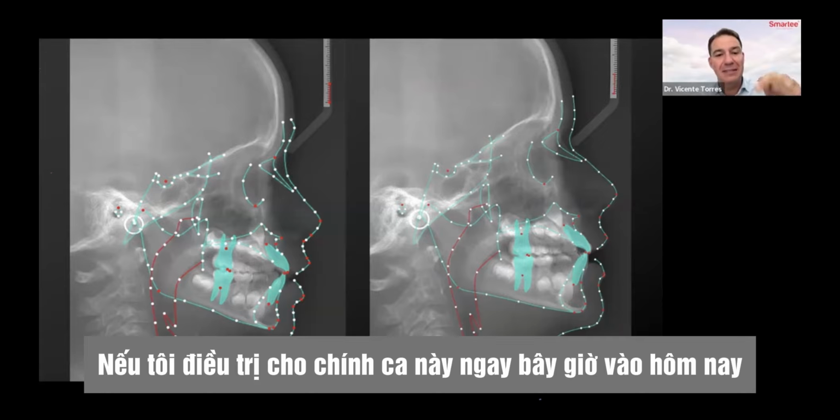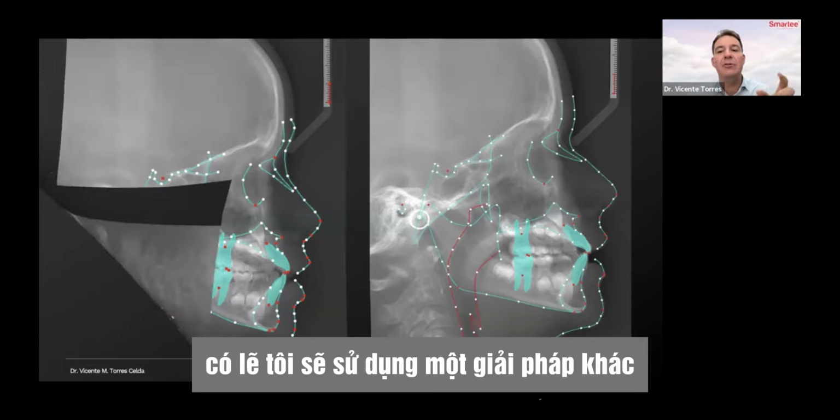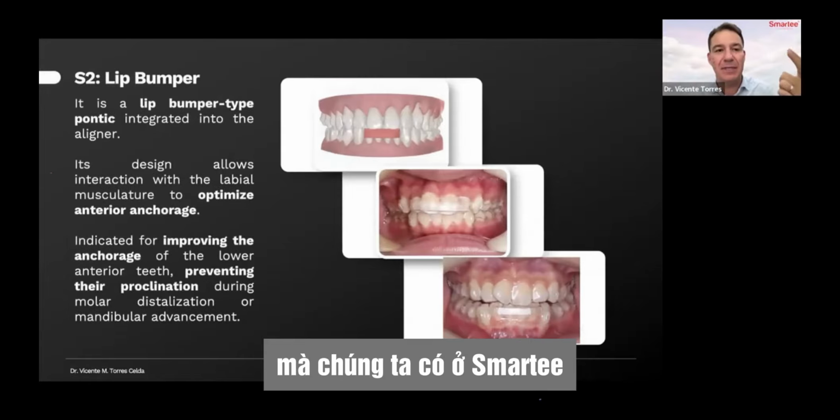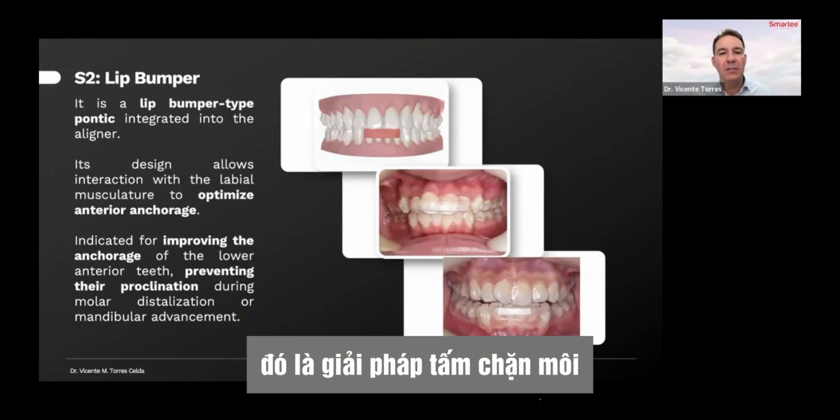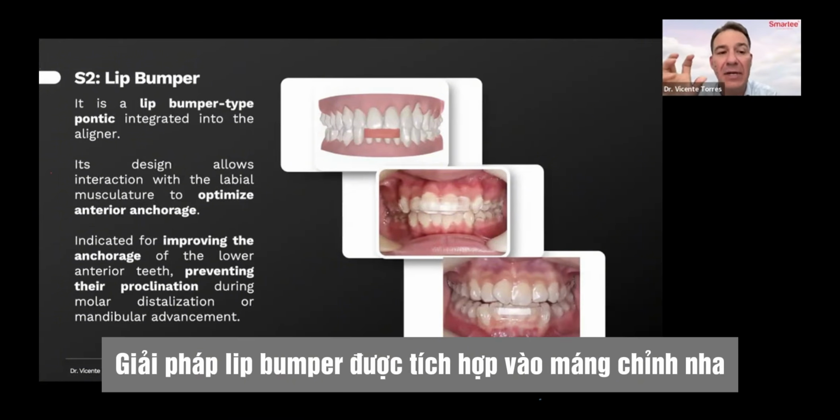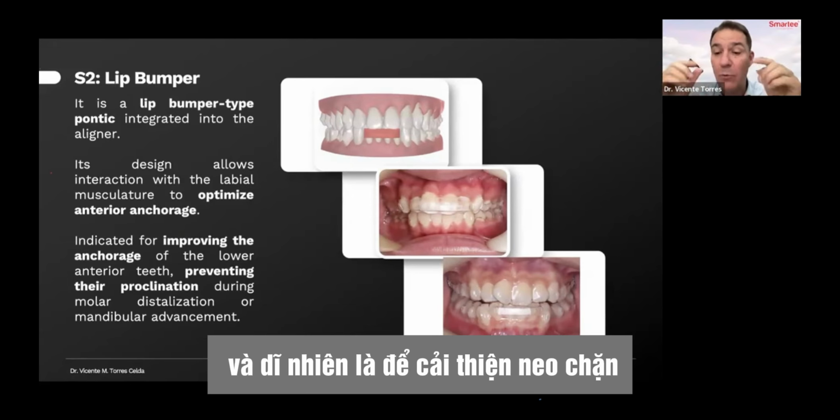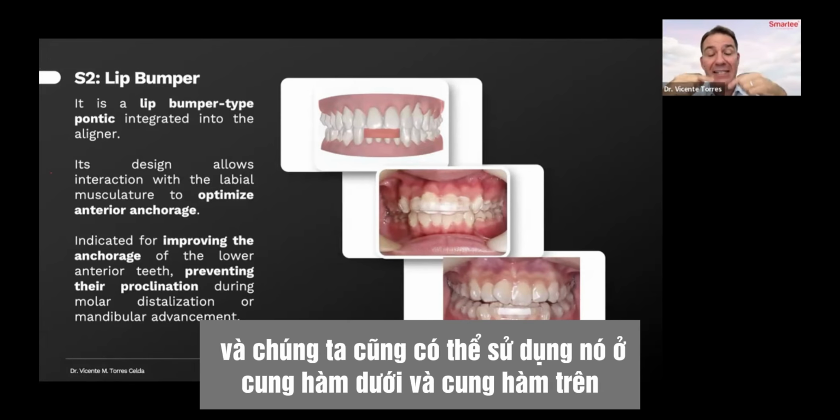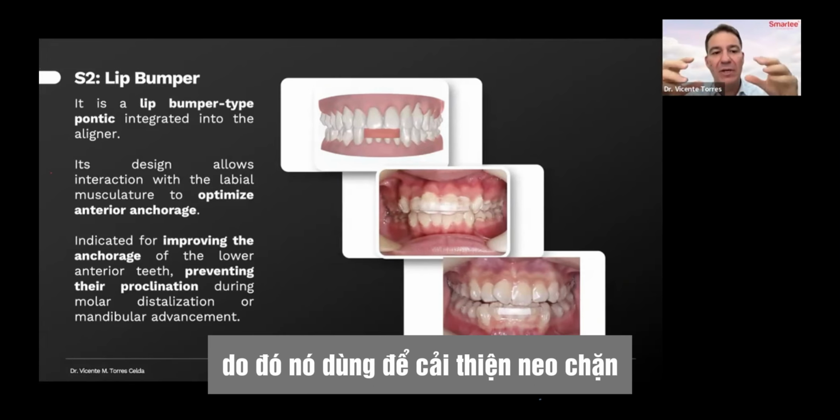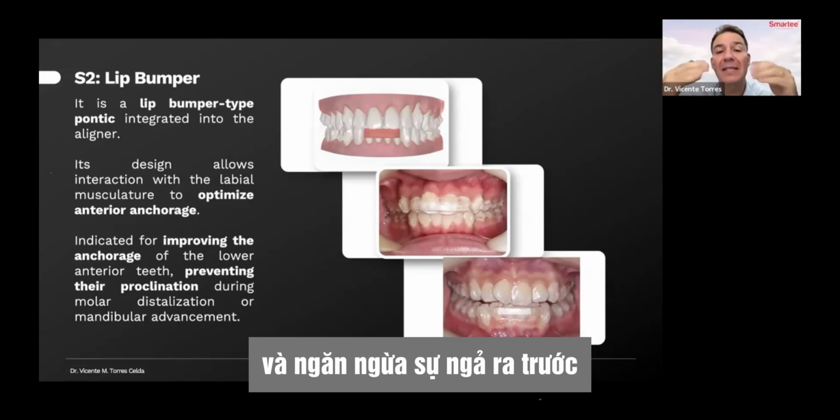So if I treated the same case today, maybe I would use another solution that we have in Smartee, the lip bumper solution. The lip bumper solution is integrated in the aligner, to optimize and improve the anchorage, and we can use it in the lower and in the upper arch as well. So it's to improve the anchorage and to prevent the pro-inclination.